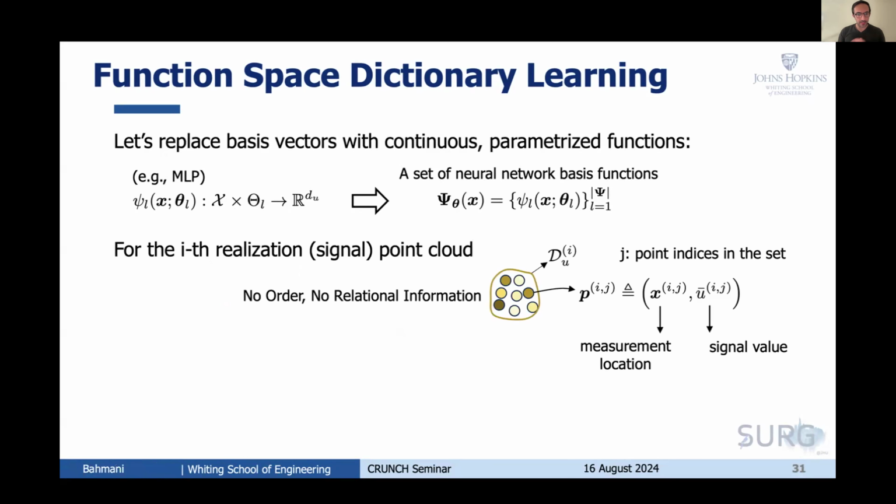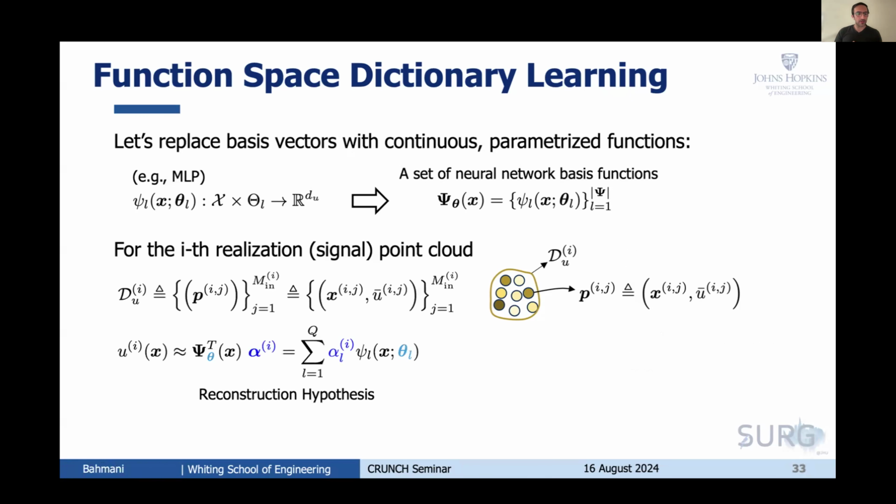Let's set up some data structure and what we are expecting as data in our approach. For the i-th realization, which is a signal on some point cloud, you can see here we have some points in a bag, which is our point cloud, and we don't assume any order or relational information between these points. Each point in this bag is a tuple of a measurement location and the signal value at that location.